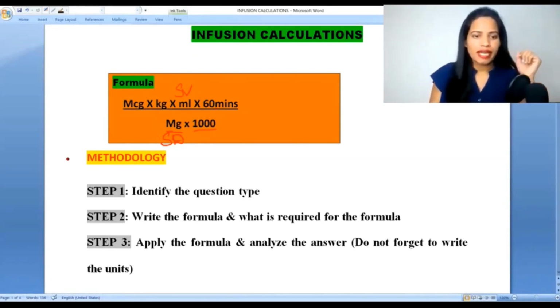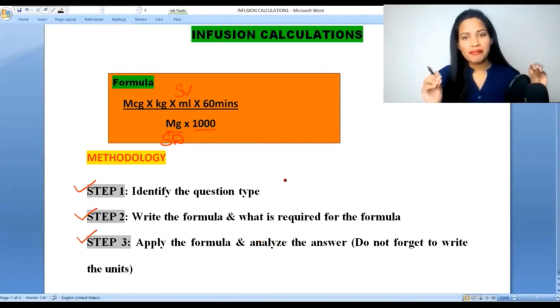Now let's get back to the methodology. What is our first step? It is to identify the question type. Second step is to write the formula and what is required for the formula. And third step is again so easy. It is applying the formula and analyzing the answer. Do not forget to write the units, please. Because if it is ml per hour and you write GTT per minute, obviously your answer will be wrong. Try to write what is required for your formula.